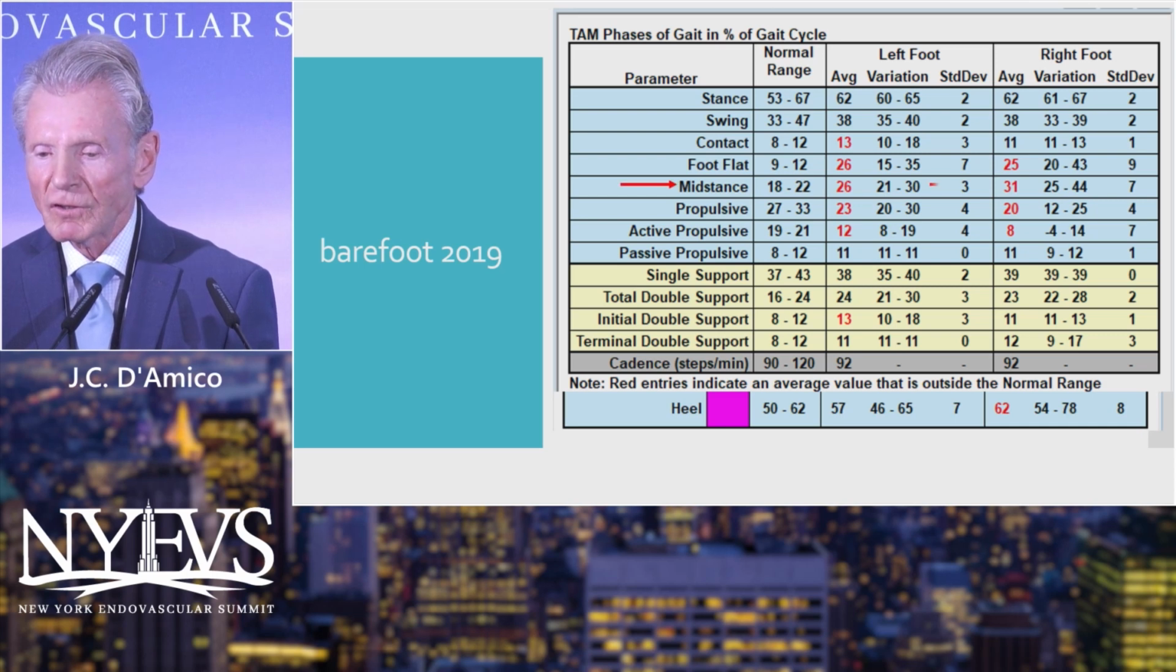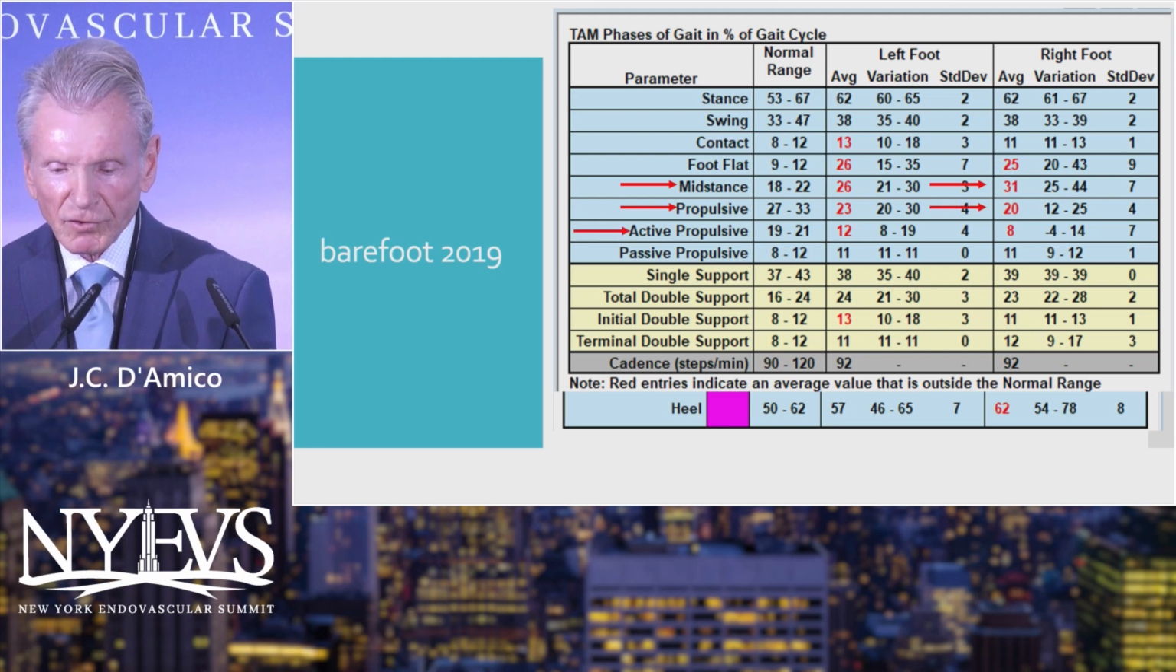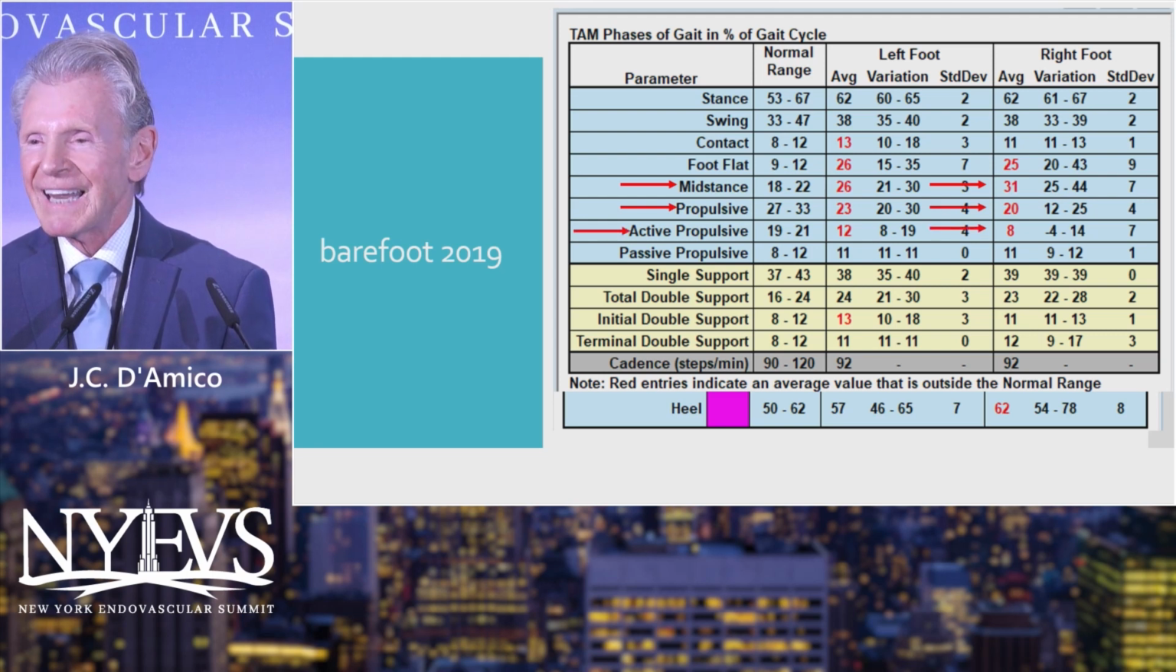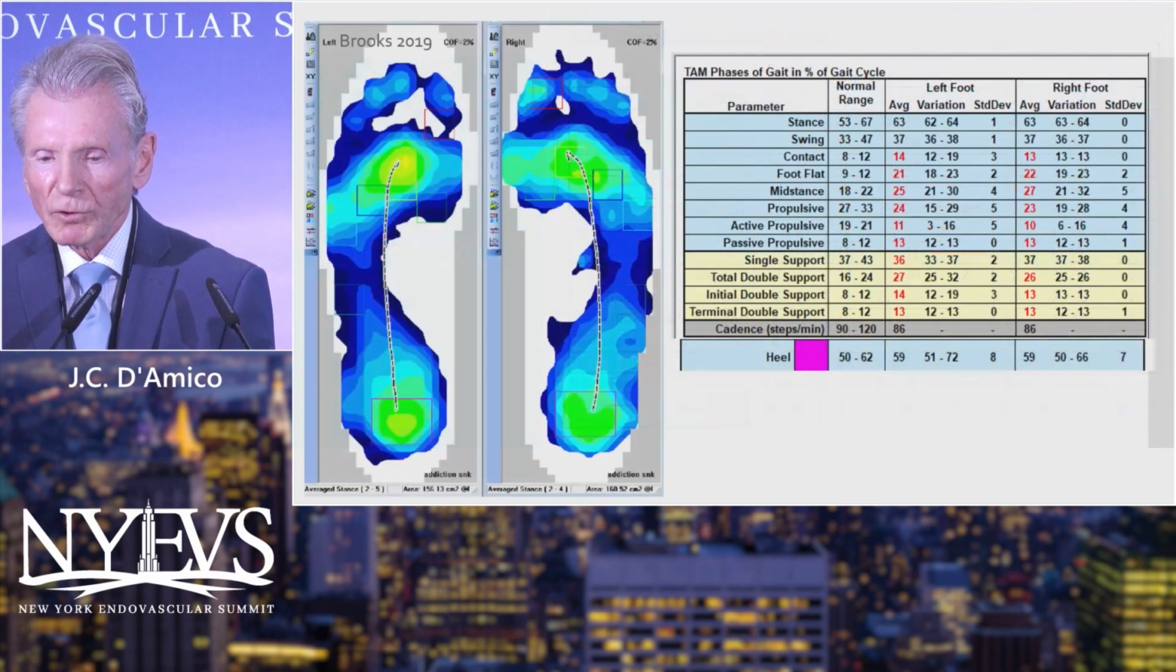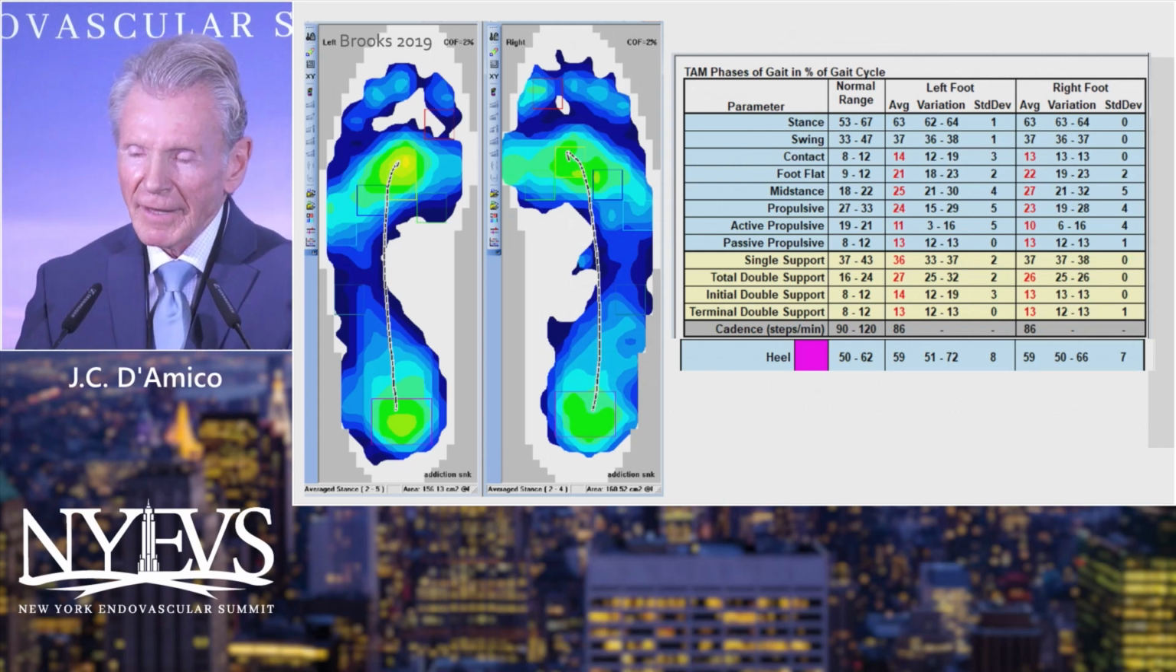So the mid stance is a little more on the right side, and the propulsion 15% more on the left side. Active propulsion is negative on the right side versus the left side. And then the difference from the left heel to the right is 12%. So you need to take a look at that.